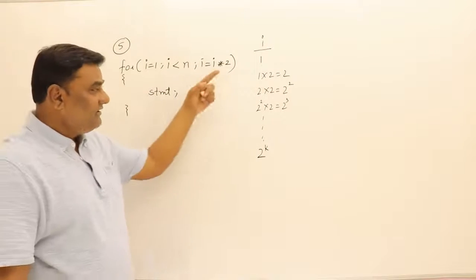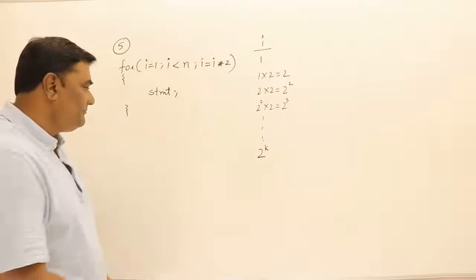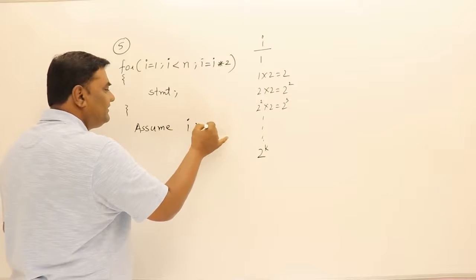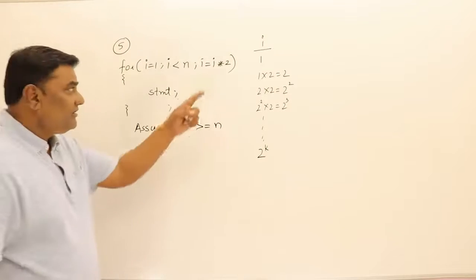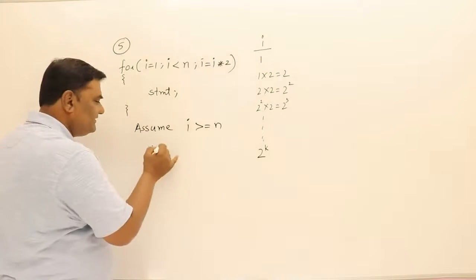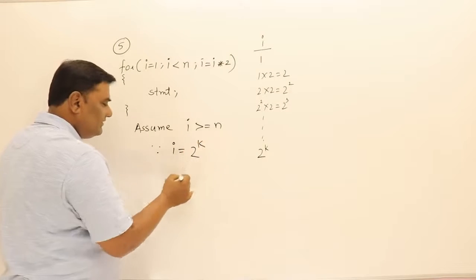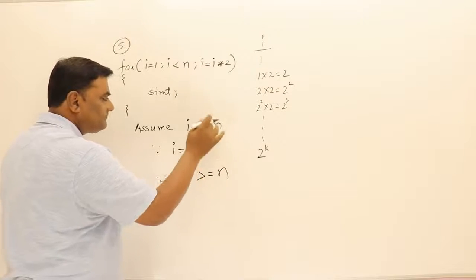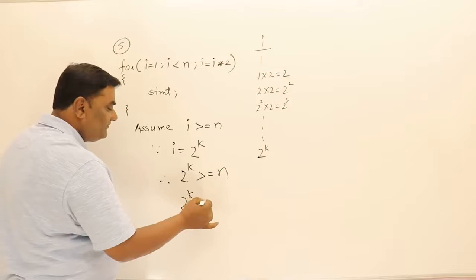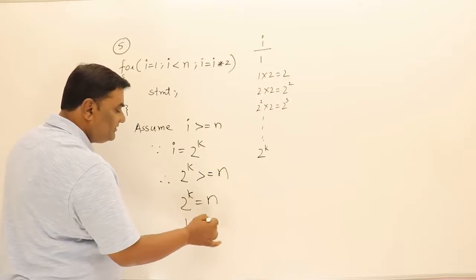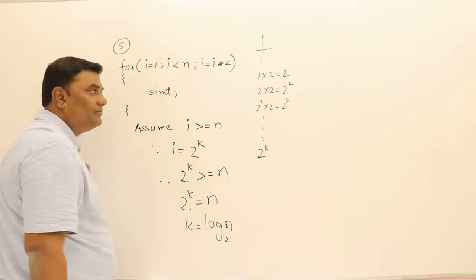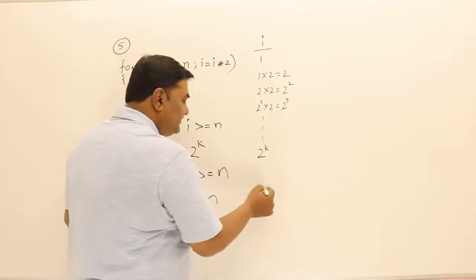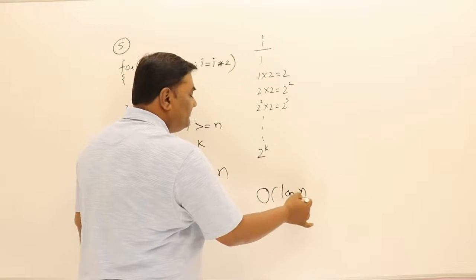So we assume that when it has repeated for some k number of times, I became greater than or equal to n. And what is our I value? 2 power k. Since I is equal to 2 power k, therefore 2 power k has become greater than or equal to n. Now if I take 2 power k equals n, then k is how much? Log n base 2. Yes, this is the time complexity. So the statement will execute for order of log n base 2 times.